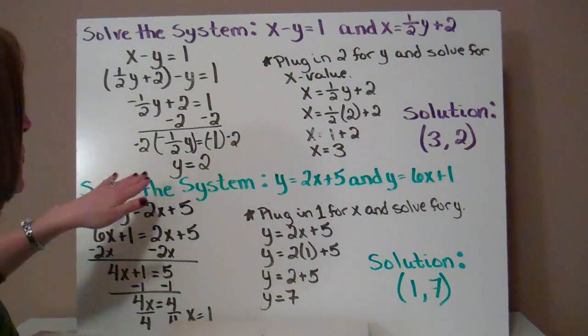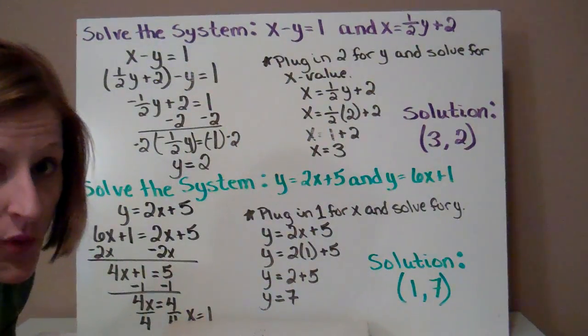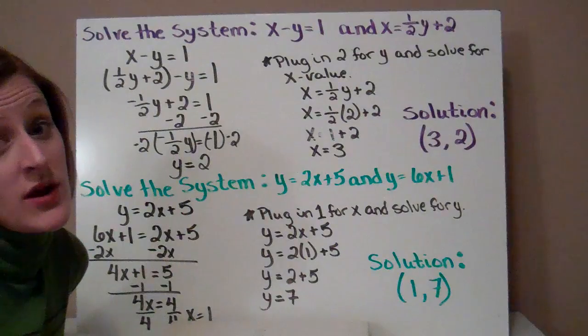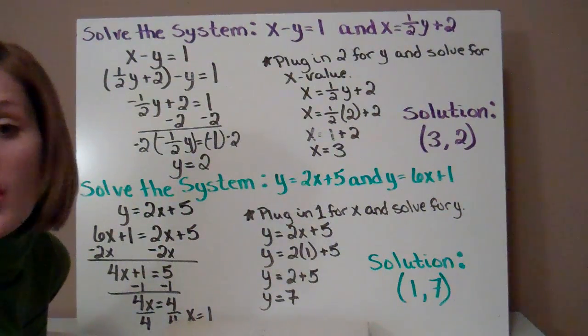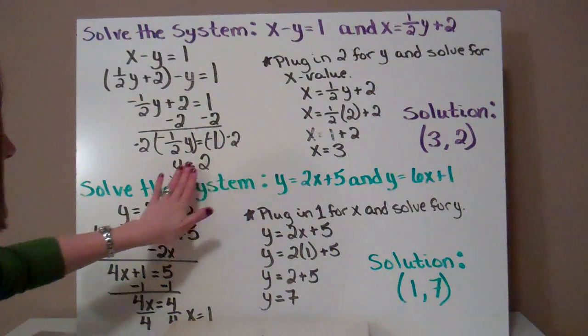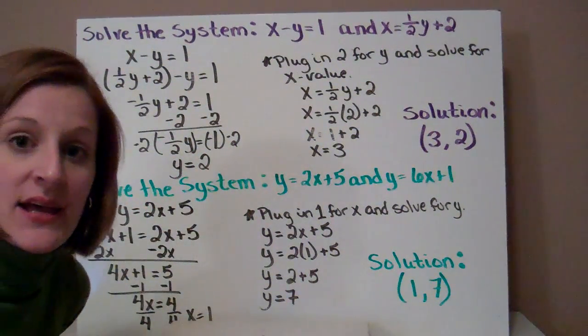Now, to get rid of and move the negative 1/2 to the other side to solve for y, you can do one of two ways. You can divide by a negative 1/2 or multiply by a negative 2. Same thing. I'm just going to go ahead and multiply by negative 2 on both sides. I get y to equal 2. There's my y value. Now I need my x value.